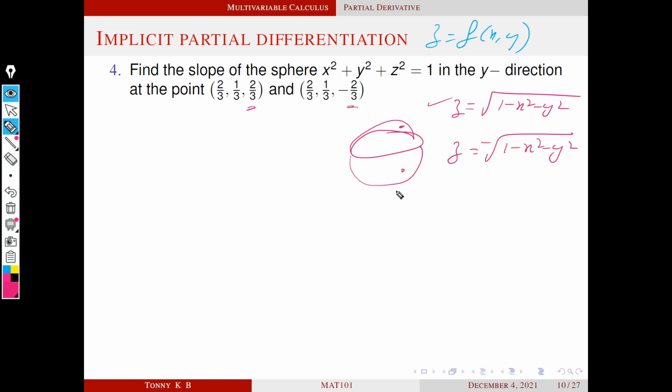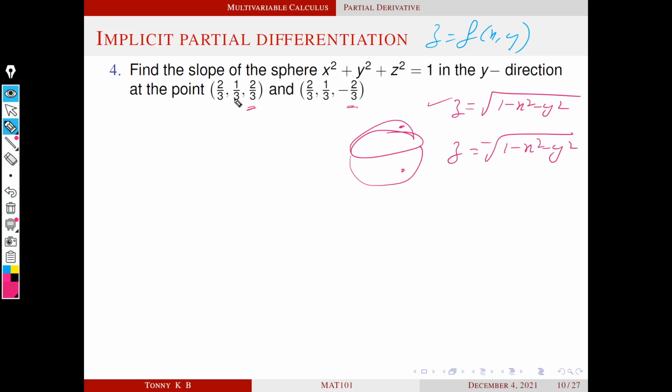Clear? Then how do we find the derivative from this expression? First of all, we have to differentiate this with respect to y. Actually, it's a complicated expression. This is z equal to square root, so this point belongs to the upper hemisphere.